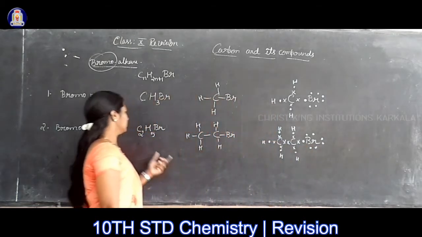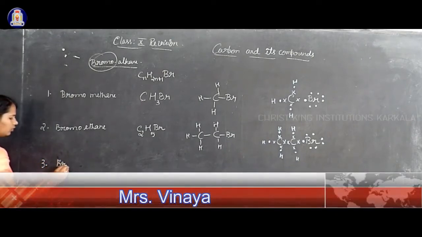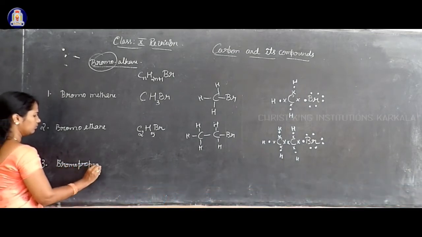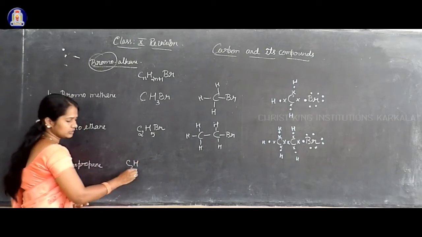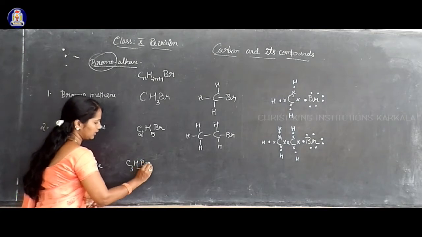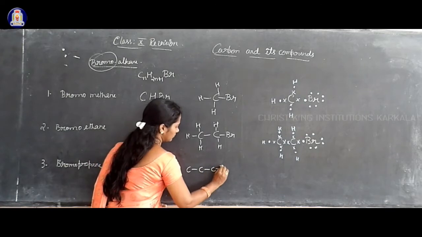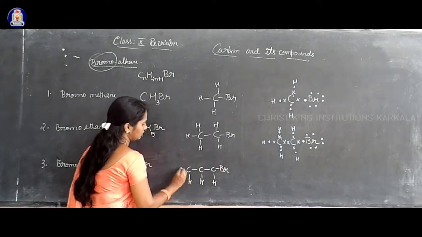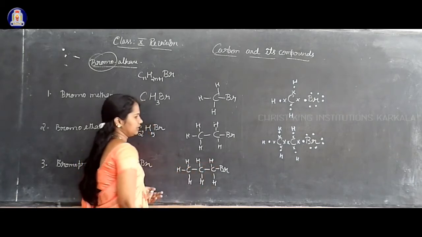This is the bromoethane. We'll go to the third one, that is bromopropane. Bromopropane: C3H, 6 plus 1, 7, Br. Structure: 1, 2, 3, Br. 1, 2, 3, 4, 5, 6, 7.